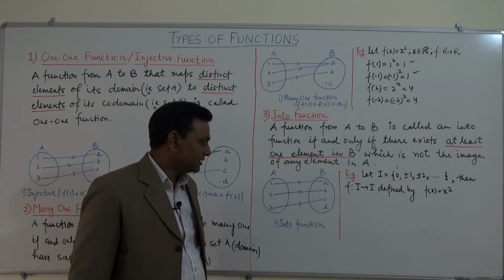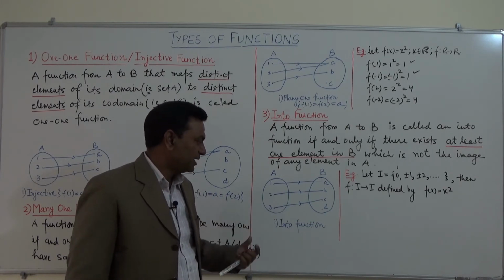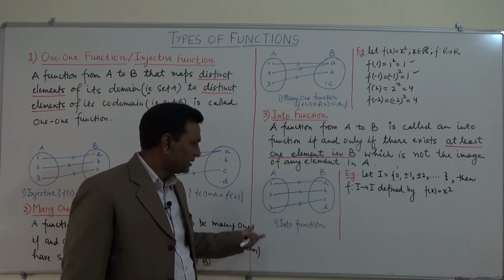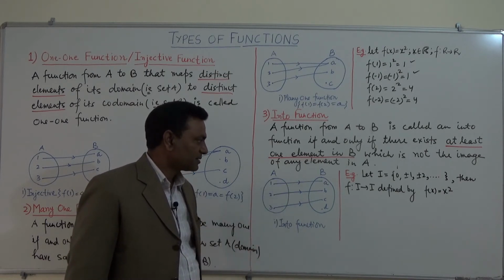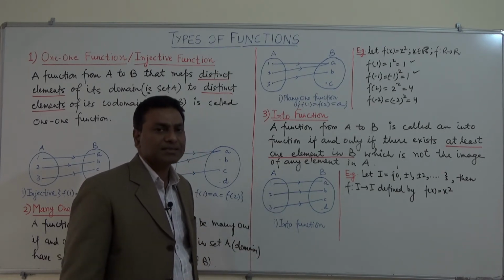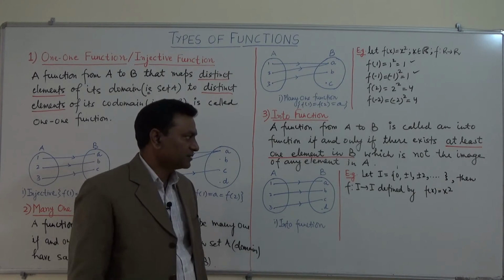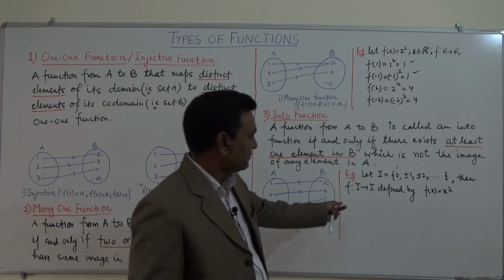This one element is not the image of any element in A. That's why this is an into function. Now we can see one more example.